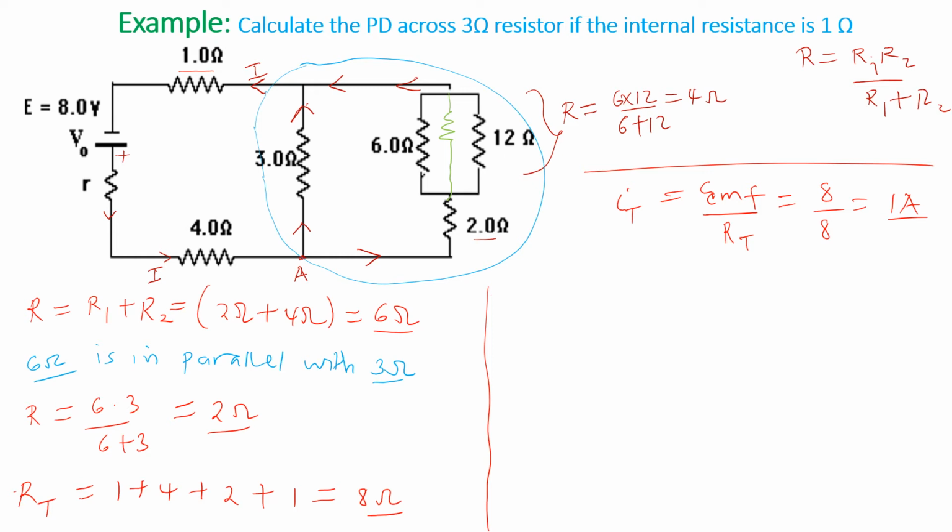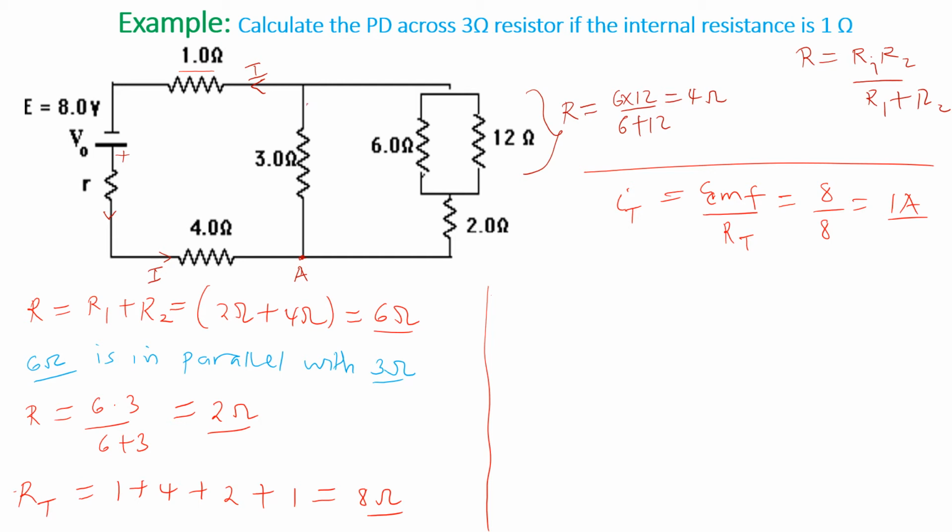Now we are going to remember that resistors in parallel all have the same PD across them. I can remove some parts here so that I can give more explanation. Okay, I'll remove this.